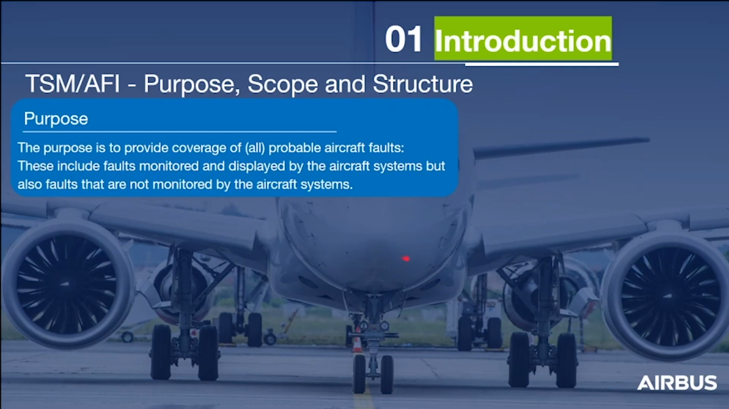So, the purpose of the TSM is to provide coverage of all probable aircraft faults. These include faults monitored and displayed by the aircraft system. In fact, each aircraft system has its own function to detect failures, called the BITE function, built-in test equipment function. But also faults that are not monitored by the aircraft system, like for example, crew observation. An example of crew observation is a vibration, a noise, or an odor in the cabin area, which is not monitored.